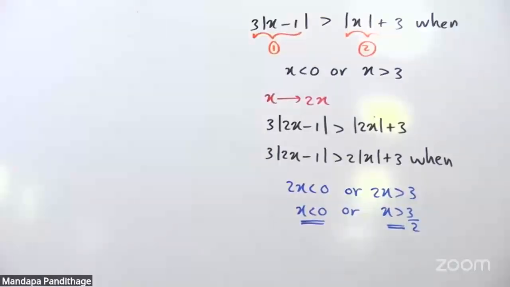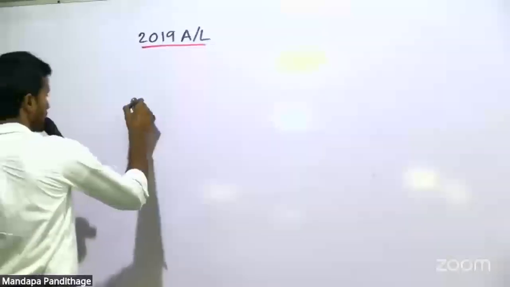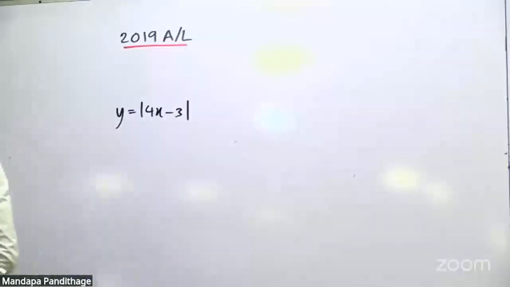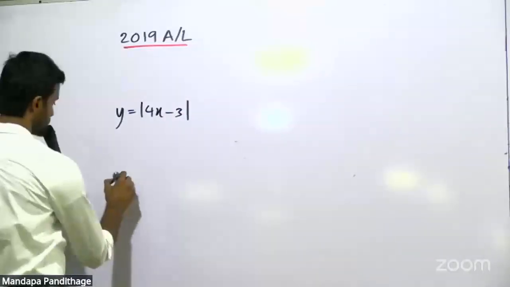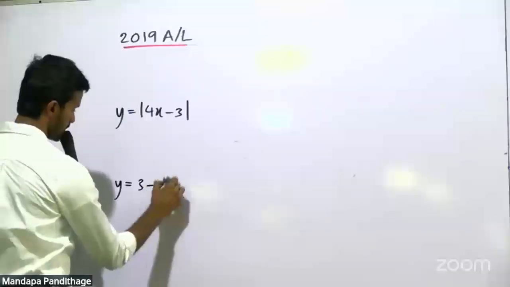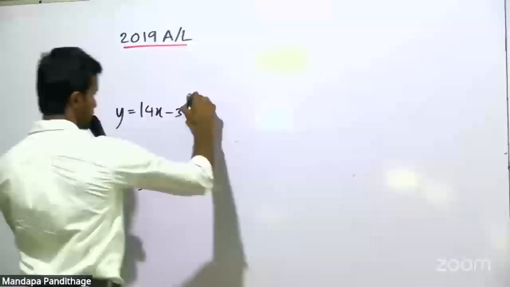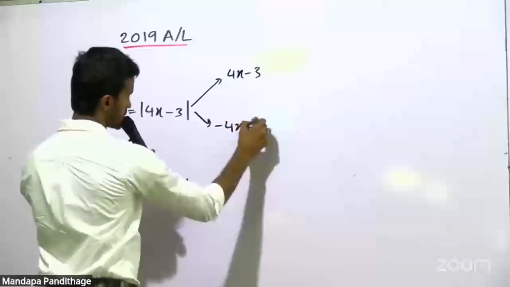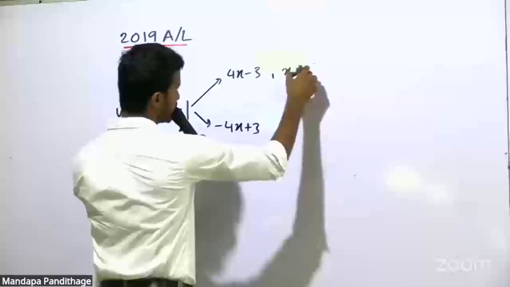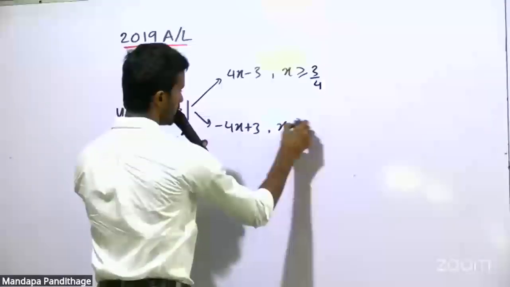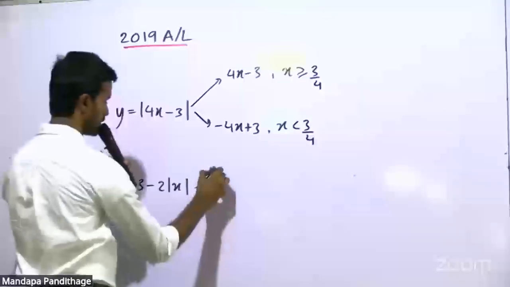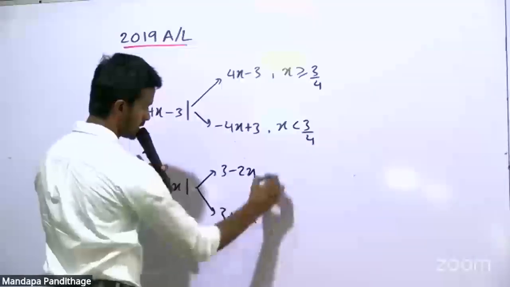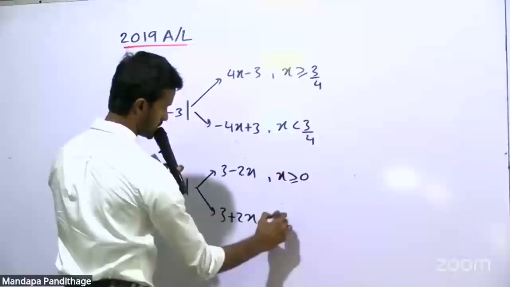Okay, so 2019, first we have to sketch y equals modulus 4x minus 3 and then y equals 3 minus 2 times modulus x. So here it's 4x minus 3 and minus 4x plus 3. The turning point is 3 over 4. And here you get 3 minus 2x and 3 plus 2x. The turning point is x equals 0.